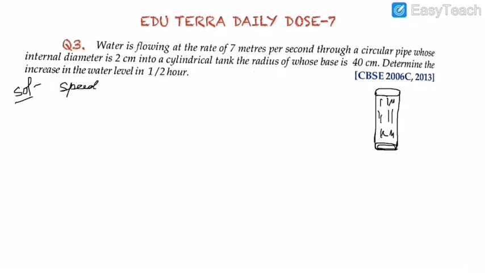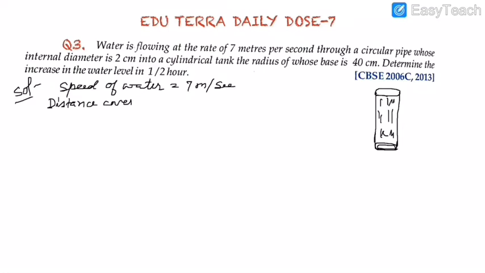So speed is given, speed of water equal to 7 meter per second. It means water is coming in 1 second, it is covering the distance 7 meter. So we have to find in half an hour, so change in minute. So distance covered by the water equals to the height. We have to take, it will be a height.